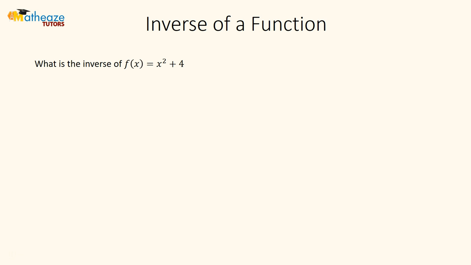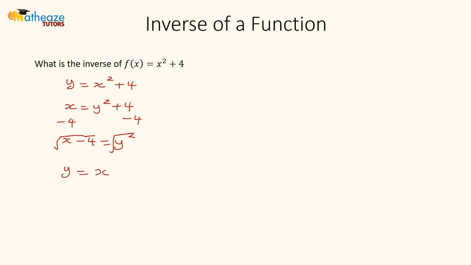Another example here, y equal to x squared plus 4. We switch the x and y now. So x equal to y squared plus 4. And we solve for y. Subtract 4 from here, subtract 4 from here. x minus 4 equal to y squared. The next step we want to take is to find the value of y. So we take a square root here, take a square root here. And so what we have here is y is equal to the square root of x minus 4.